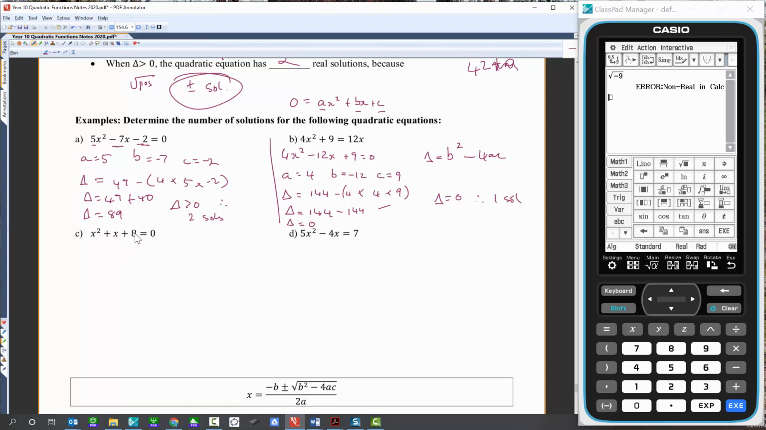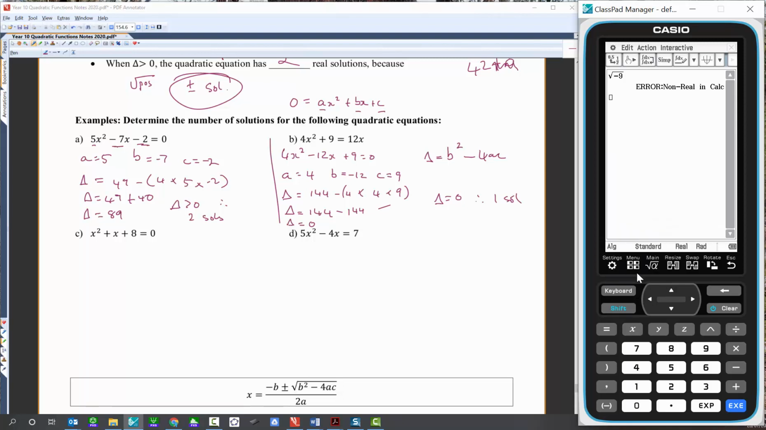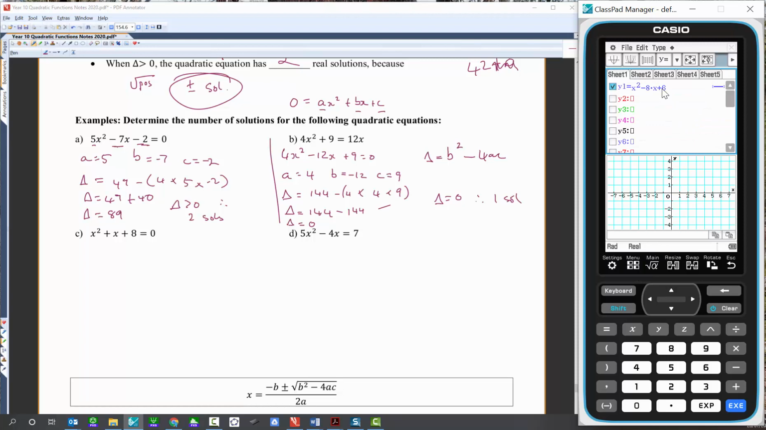Okay, this one here, and I'll try to just explain what the 1 solution thing means by going to graph and table. Let's just graph that function. 4x squared, take 12x plus 9. Okay, you can see there that it turns on the x-axis.